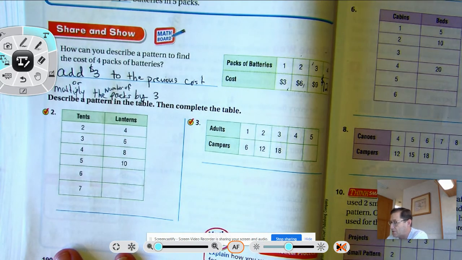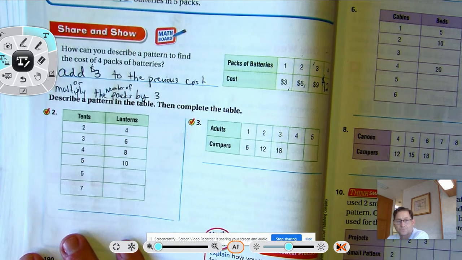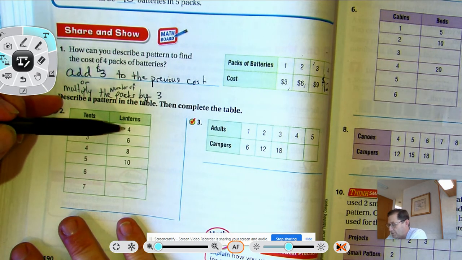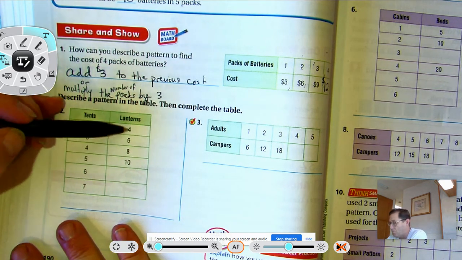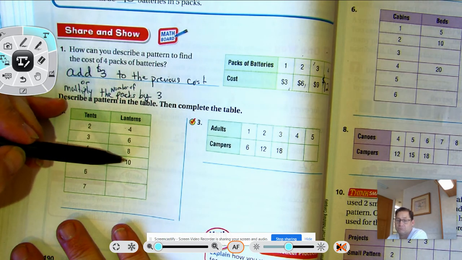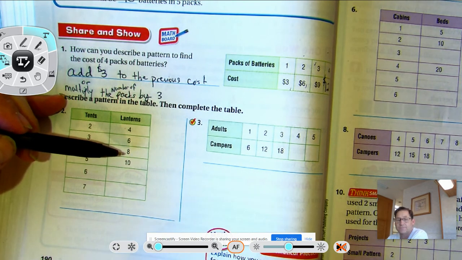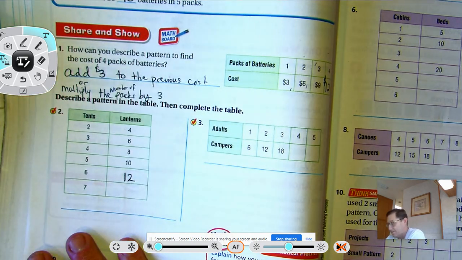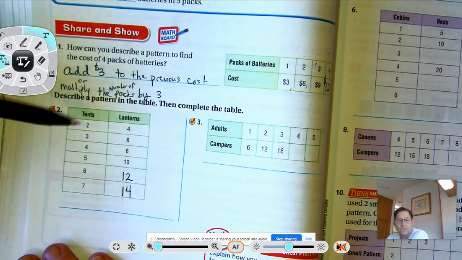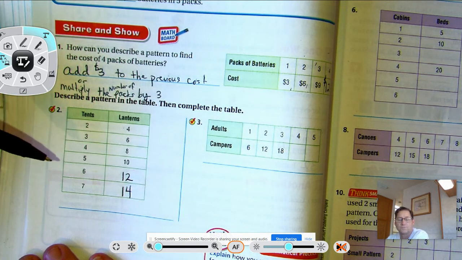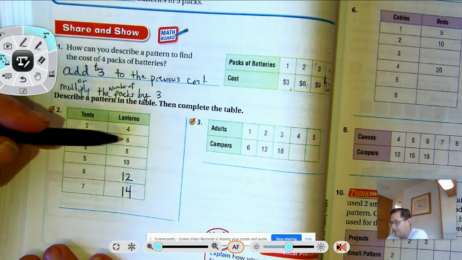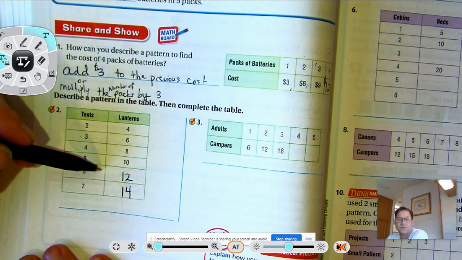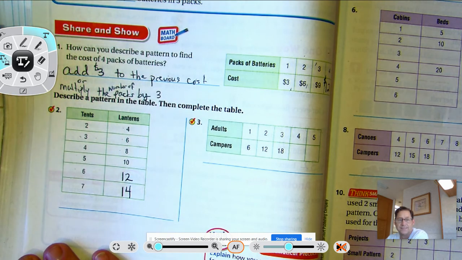All right, so number 2, describe a pattern in the table, then complete the table. So if we go down the column, do we notice a pattern? 4, 6, 8, 10. It's increasing by 2, right? So we're going to add 2 lanterns to the previous one. Or we could have gone 2 times what is 4? 2 times 2. 3 times 2 is 6. 4 times 2 is 8. 5 times 2 is 10. 6 times 2 is 12. And 7 times 2 is 14.